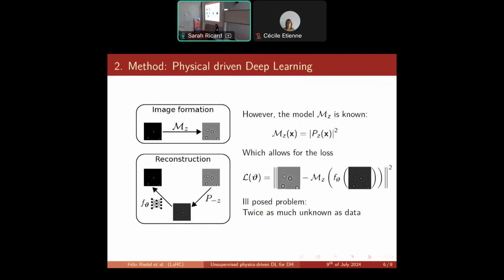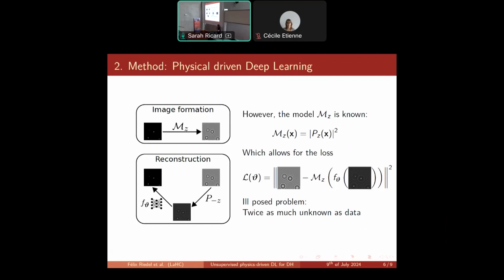So we are exploiting another criterion: we actually have the image formation model, which is the propagation and the modulus squared. So we basically have a loop. We go from the holograms, we backpropagate, we clean with the network, and then we repropagate to get back to the hologram. Therefore, we take the difference between the hologram and the model applied on the output. This is really helpful because we don't need any ground truth, so this is self-supervised.